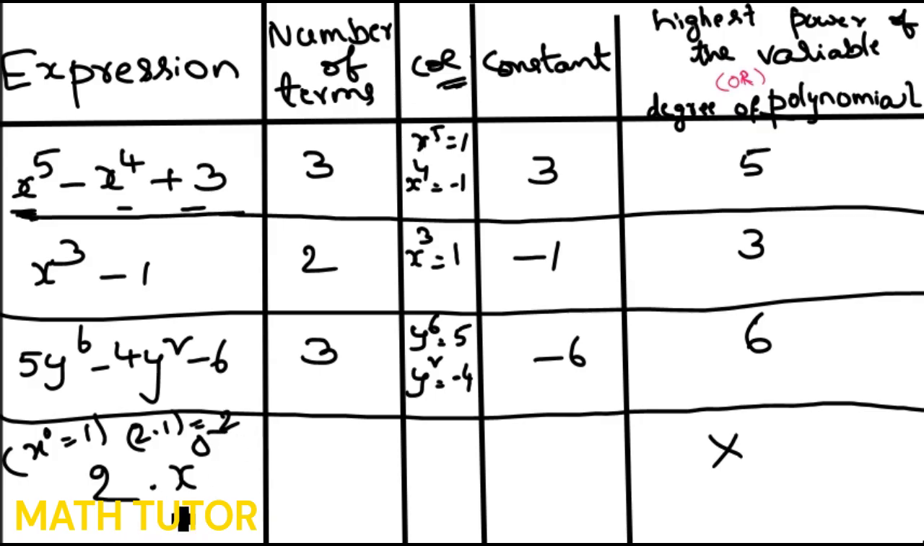We get the same thing. So how many terms are there? One term, the coefficient is 0, the constant is 2. What is the degree of this polynomial? This is 0. Okay, therefore the degree of the polynomial is 0. Got it? Okay.